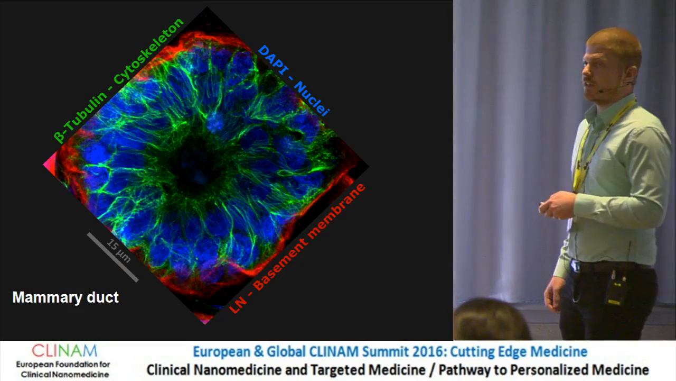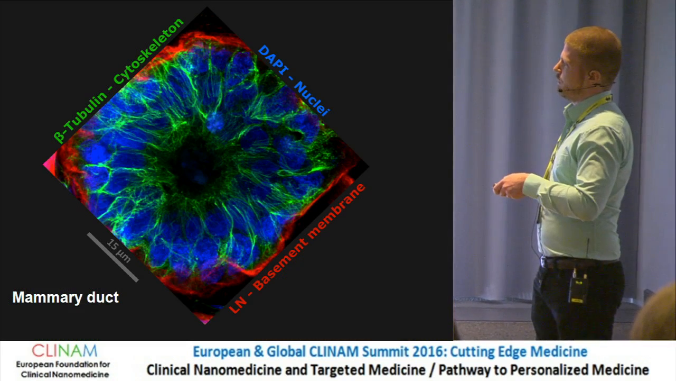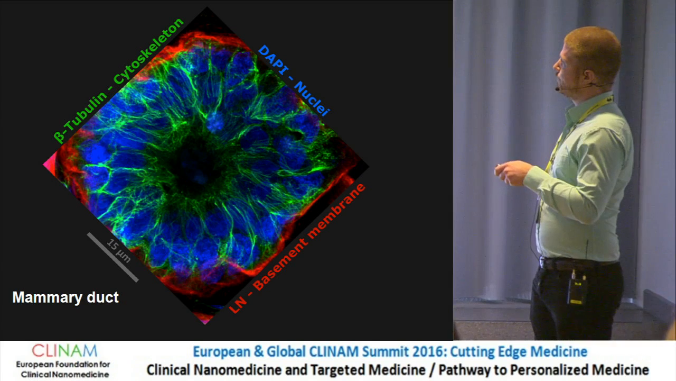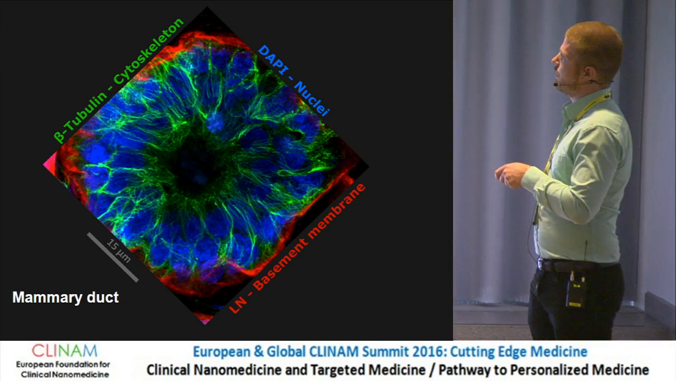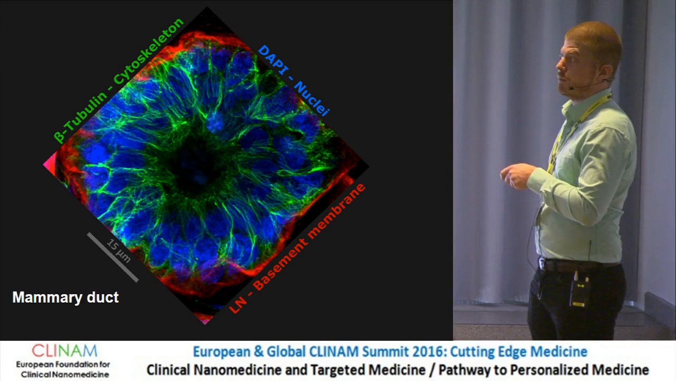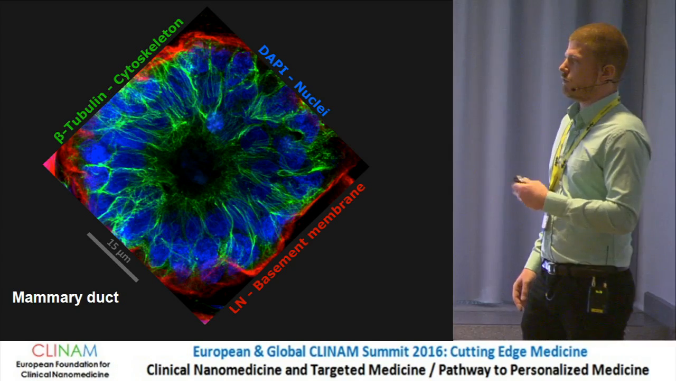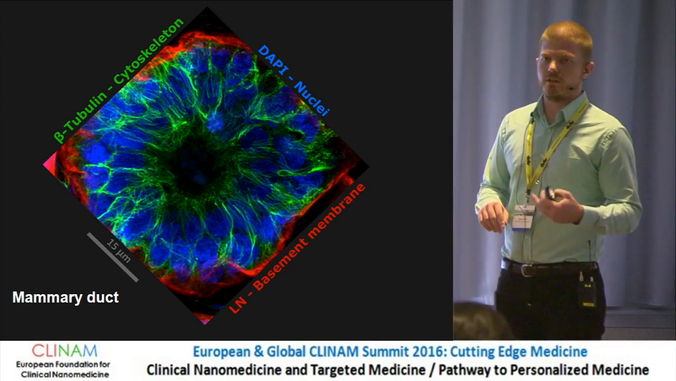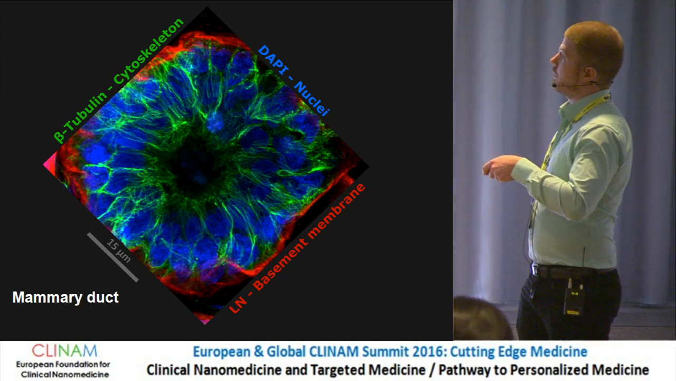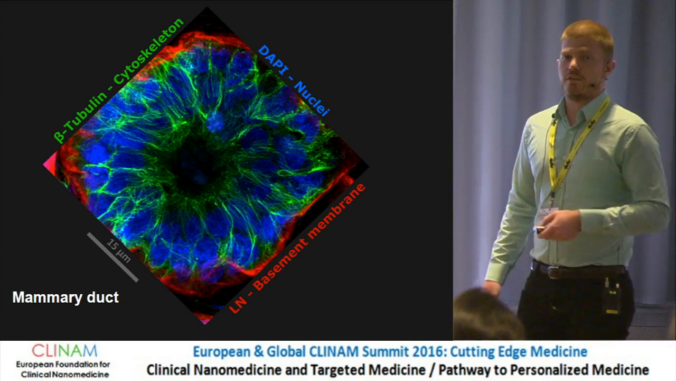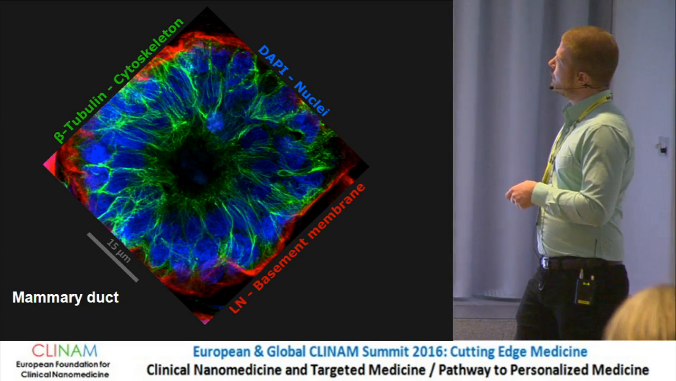What you see here is a typical epithelium of the human body. It's a mammary duct. You see here nicely in red the layer of basement membrane, which is like the substrate for all epithelial tissues across the human body, be it in kidney or colon or skin. Then you have the double layer of epithelial cells, which is characteristic for mammary ducts.